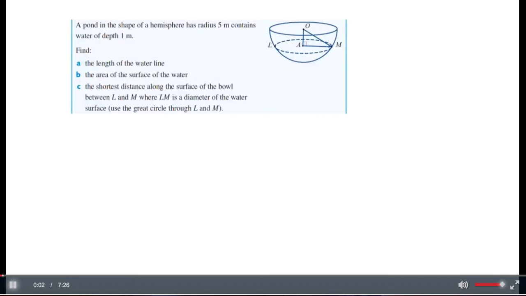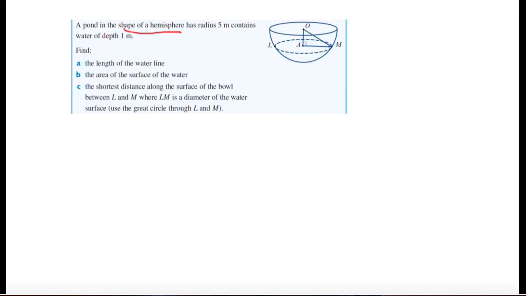The pond in this question is in the shape of a hemisphere. It has radius 5 meters and water is in the pond to a depth of 1 meter. The hemisphere has a radius of 5 meters. But that's not the only place that we can see a radius length in this diagram. The radius is anywhere from the very centre of the sphere to the outside surface, so this length here is a radius as well. It's also 5 meters.